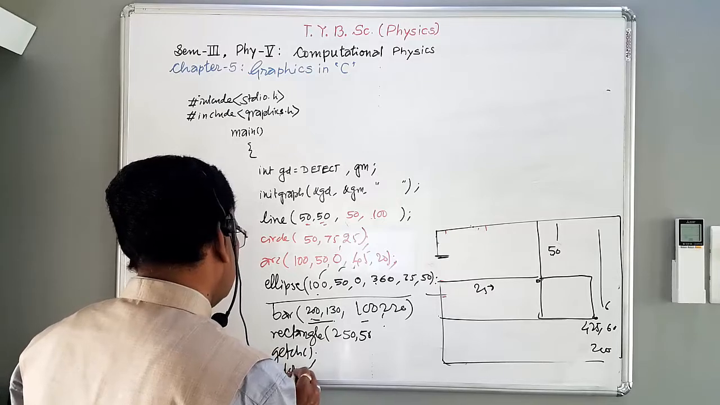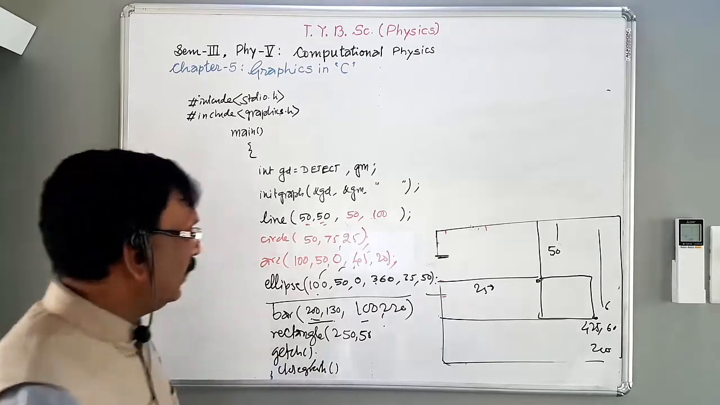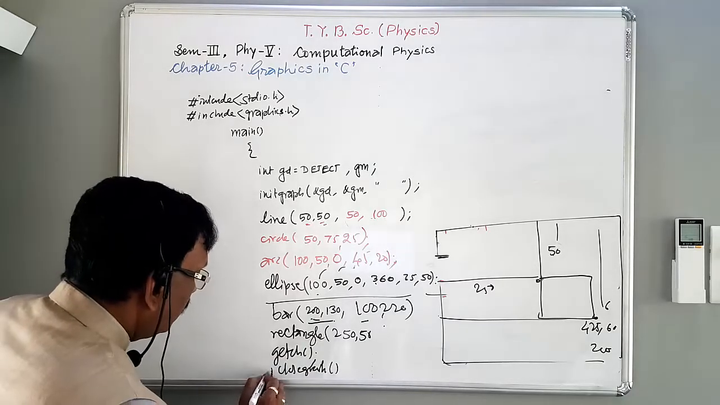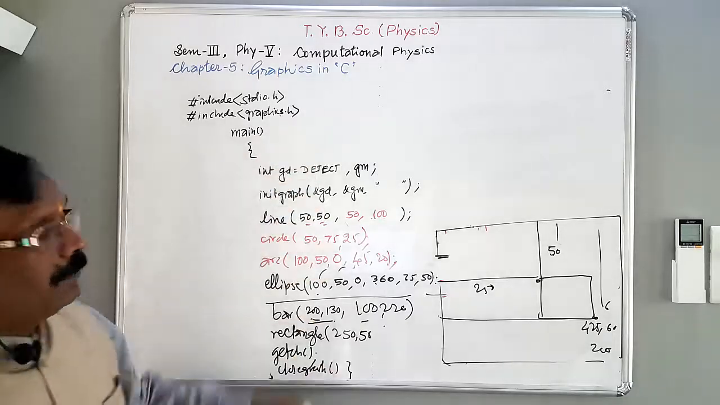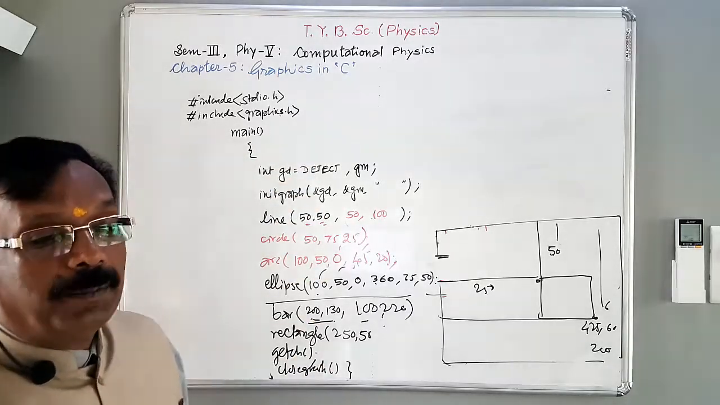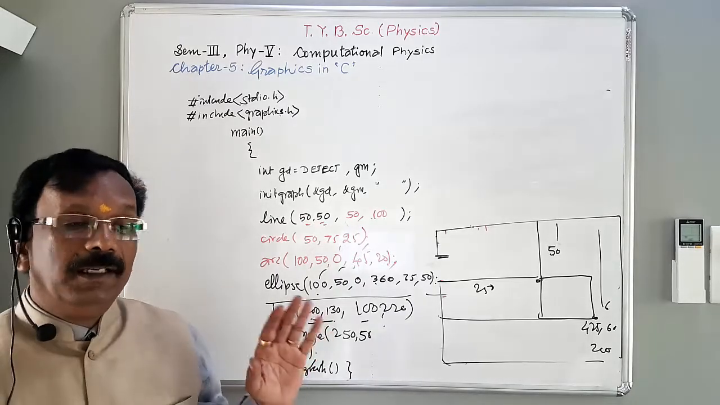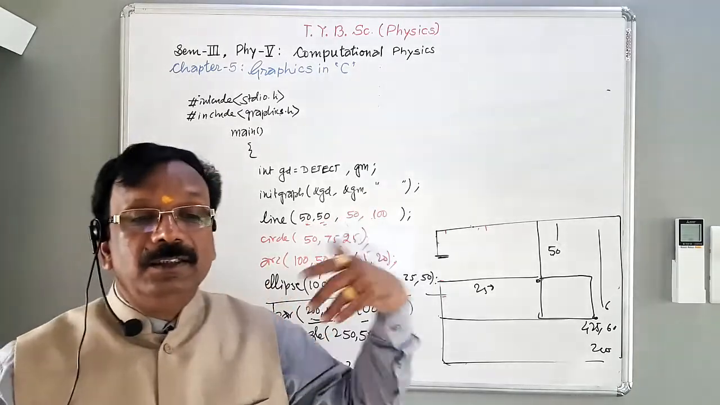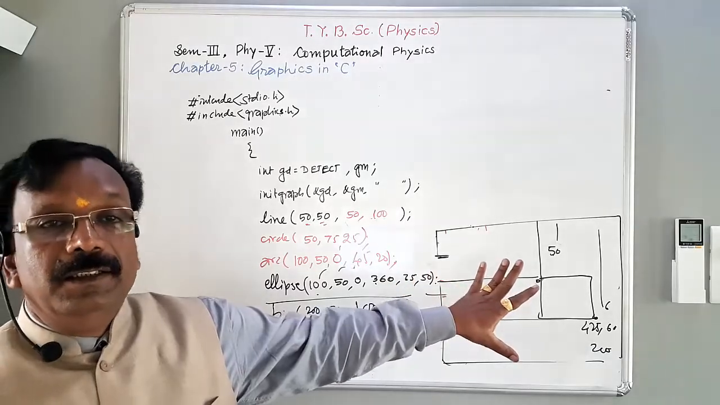Then getch and closegraph, and the body is complete. This is the body. Okay. In this way, after executing this program, we get line, circle, arc, ellipse, bar and rectangle, which we had studied.